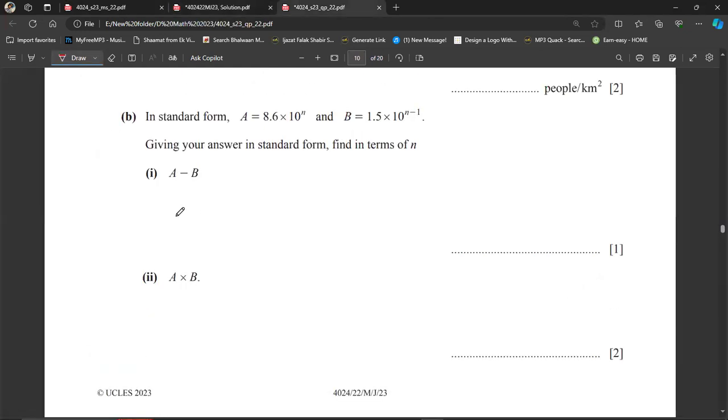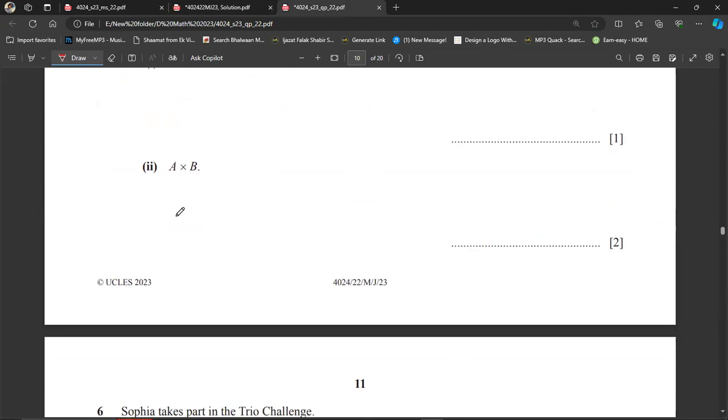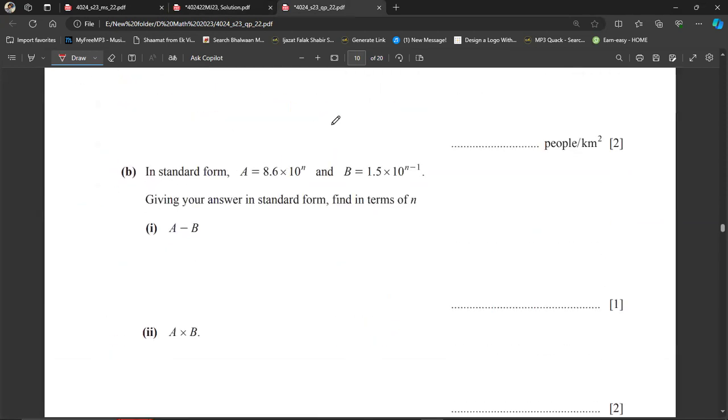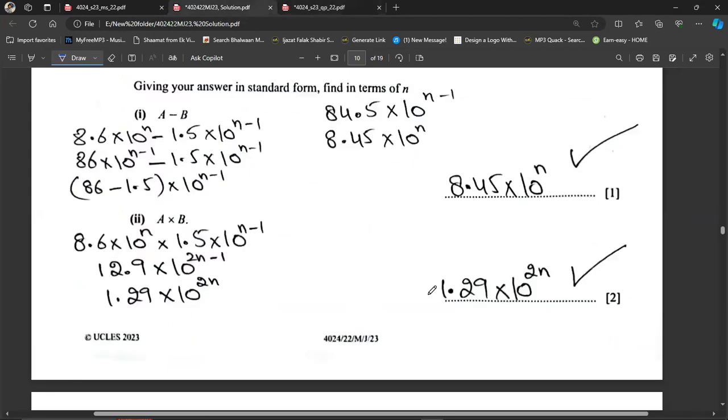Okay, in the second part, question number 5b, he says find A multiply B. So I will multiply these two, very simple. 8.6 × 10^n multiplied by 1.5 × 10^(n-1). The coefficients will be multiplied with the coefficients, and the exponents will be added up. So 8.6 multiplied by 1.5, do it on the calculator, you will get 12.9. And the powers: 10^n multiplied by 10^(n-1) gives 10 raised to power 2n minus 1.